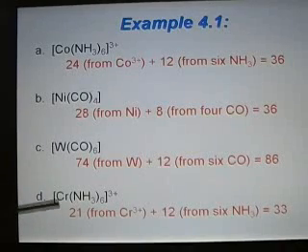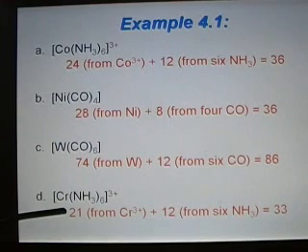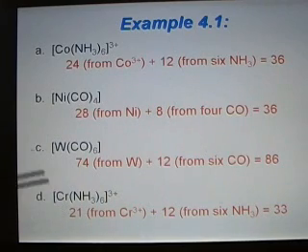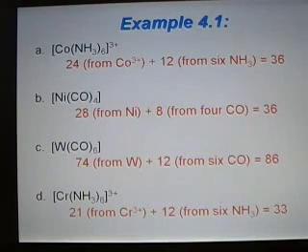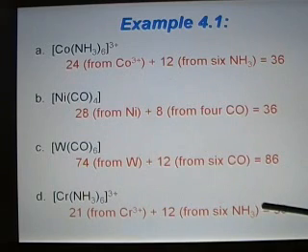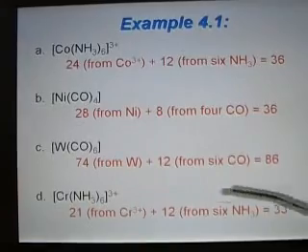The final example, we have chromium 3+, which a neutral chromium atom has 24 electrons, but as its 3+ cation, it has 21 electrons. It has 6 NH3 ligands, so the ammonias contribute 12 electrons to the bonding, giving you a total of 33 electrons. So, of these 4 compounds, there's only one that violates the effective atomic number rule, and that is D.